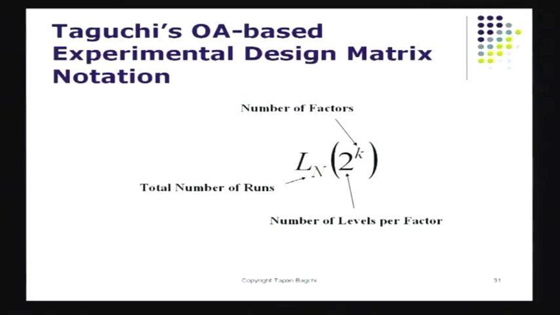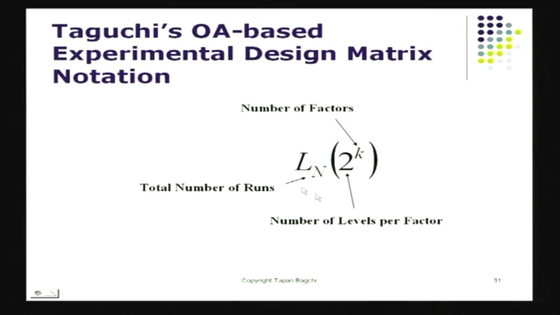Before I go further, let me just tell you something about the notation that is used commonly. Generally speaking, most of Taguchi's experiments are based on orthogonal arrays. Orthogonal arrays, OAs in short, are given in matrix notation, and the notation is usually written like this: L n and then bracket 2 to the power k. Let me just explain what these are.